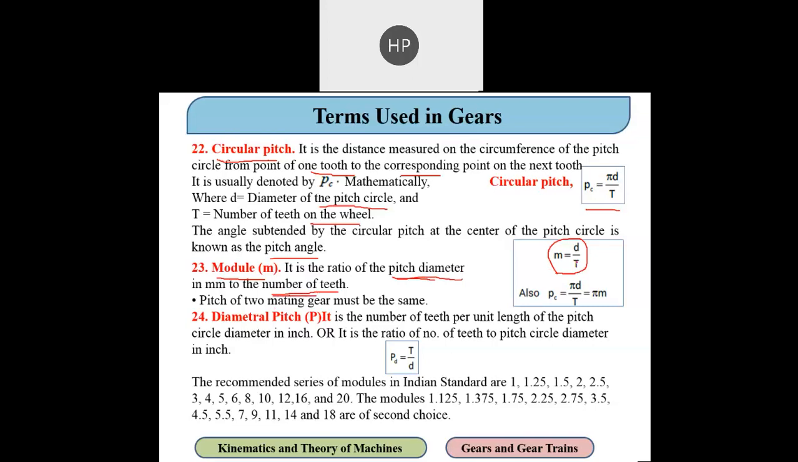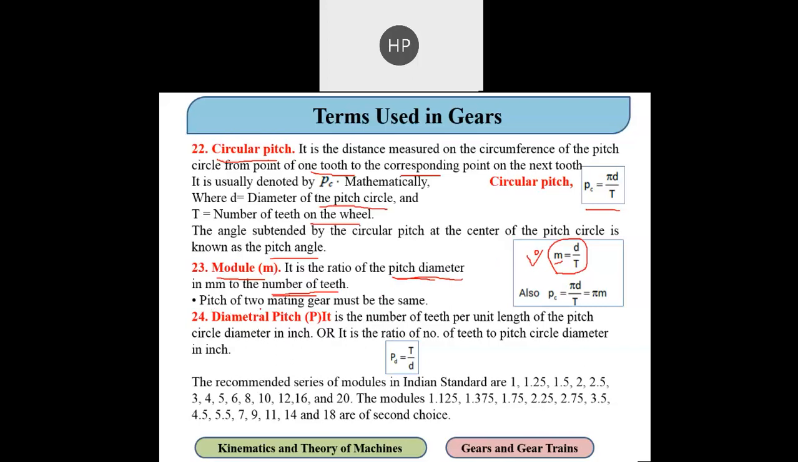Okay, so how do we get the value of m? m is equal to d by T, where d is the diameter of the pitch circle and T is the total number of teeth. From that we will get the value of m, and once we get the value of m, the addendum will be considered as 1m, and the dedendum will be considered as 1.157 m. Okay, so this is the module. It is also important.